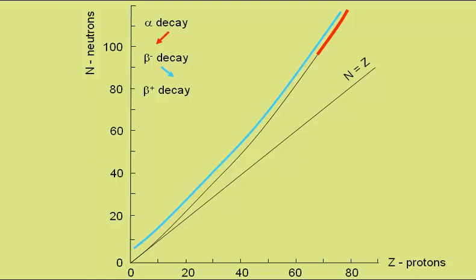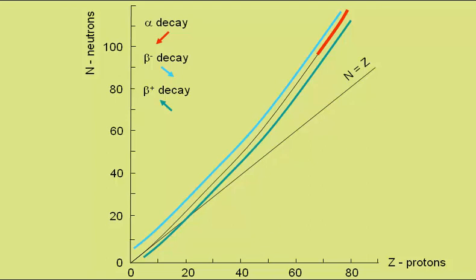Beta plus decay is when a proton becomes a neutron, so this will reduce the proton number by 1 and increase the neutron number by 1, moving an isotope in this direction. And we find beta plus emitters in this region, where a beta plus decay would again move them closer to the stability curve.